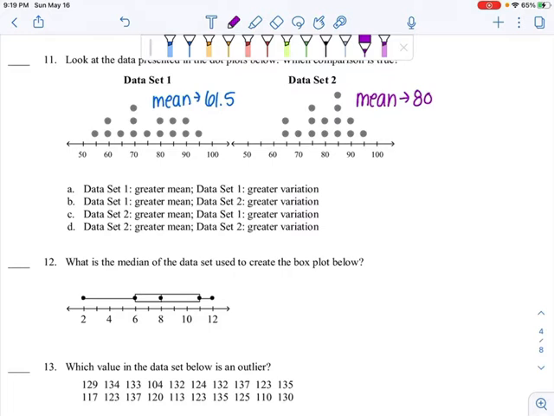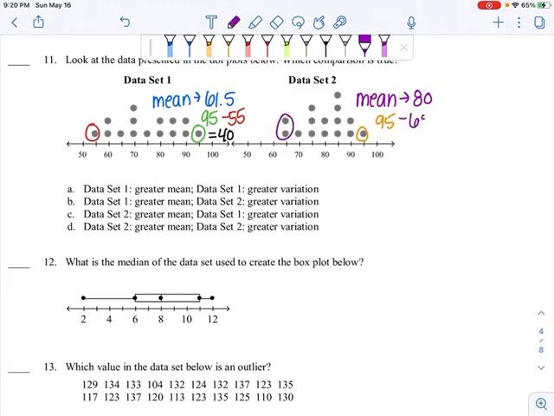We see this in the answer choices, that's what we're comparing. For variation, that just means we take the largest minus the lowest. So in this case, 95 is the greatest and 55 is the smallest, so that's going to give us 40. For data set 2, we have 95 minus 65, and that's going to give us 30.